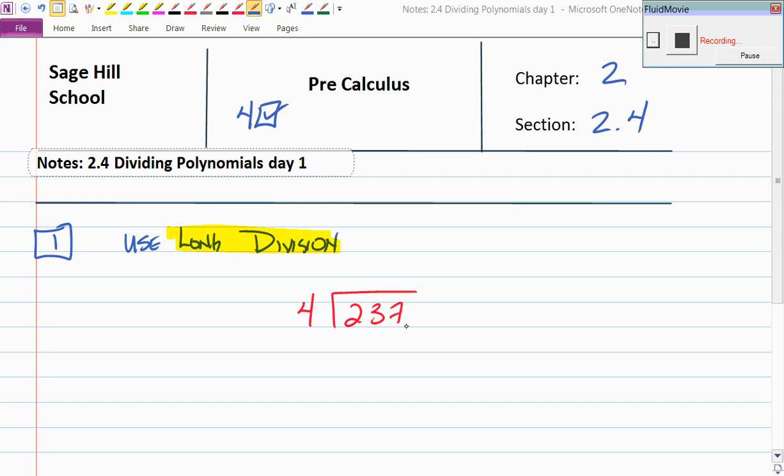an answer when they did 237 divided by 4. How many people got this? 59.25. Who got that? Raise your hand if you got that. That's about half of you. Okay, how many people got this? 59 and 1/4. Who got that? One person got that? Okay, how many people got this? 59 with a remainder of 1. Who got that? Okay, so the rest of us.